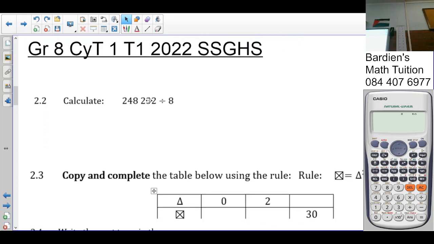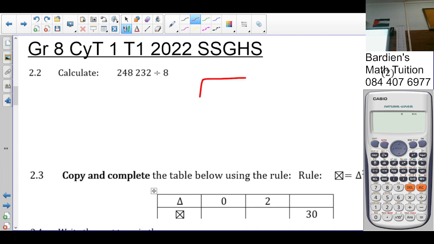The next one. You can do this either by long division or short division. I normally go with short division. You go 8, 2, 4, 8, 2, 3, 2. So what number goes into 2? Can 8 go into 2? No. But in 24 it goes in 3 times.